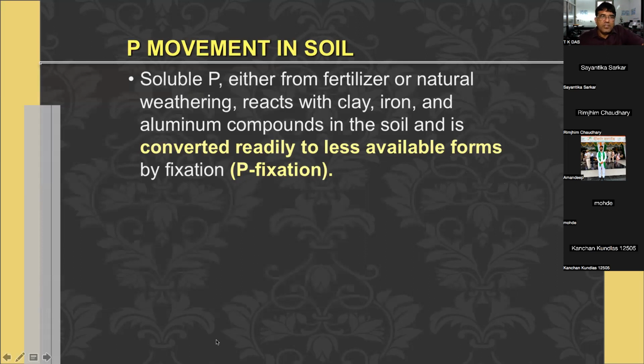Movement of phosphorus in soil. Soluble phosphorus, just now we discussed, moves very little. That is why we suggest that phosphatic fertilizer should be placed near the seed or near the root, because it moves little and fixation is also more. Soluble phosphorus, either from fertilizer or natural weathering, reacts with clay, iron, and aluminum compounds in the soil and is converted readily to less available forms, which is called phosphorus fixation. So because of phosphorus fixation, the movement of phosphorus is slow.